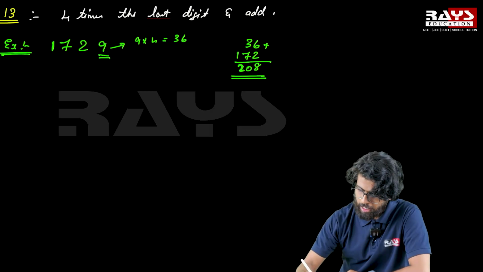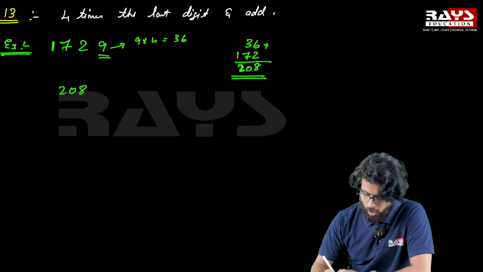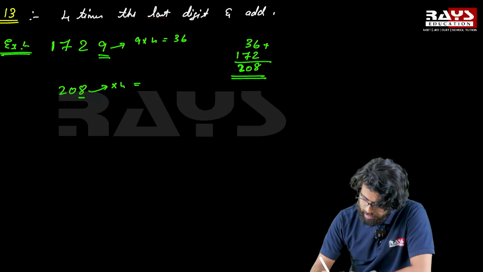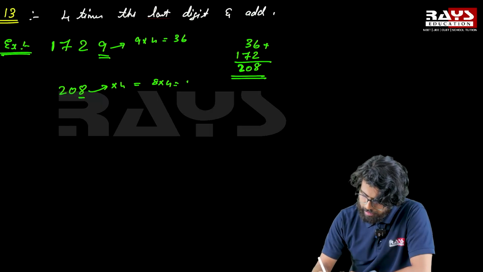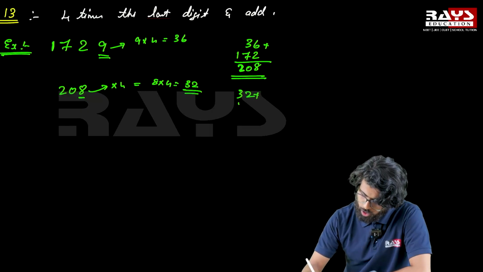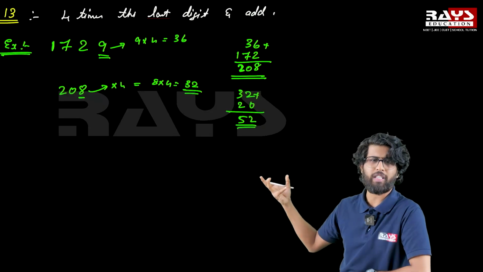So let's check again. We have 208 right now. Let's take the last number again and multiply it by 4. 8 into 4 is 32. So let's add 32 with 20. I'm getting 52. I am not sure whether 52 is a multiple of 13.